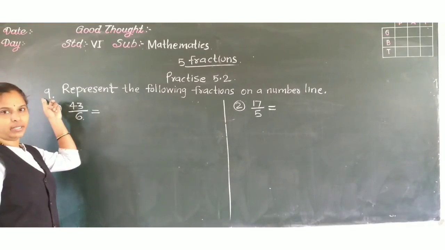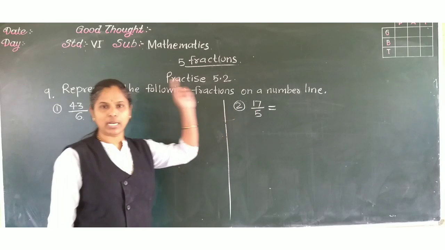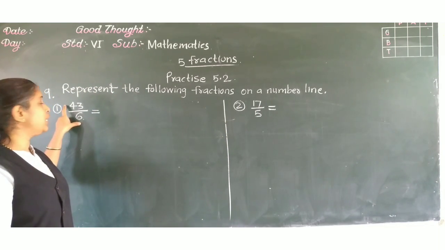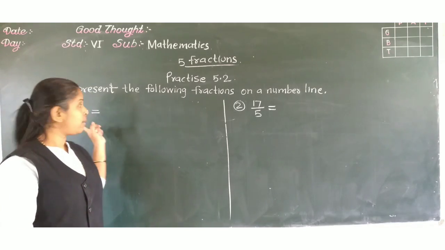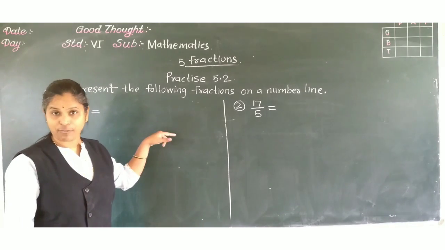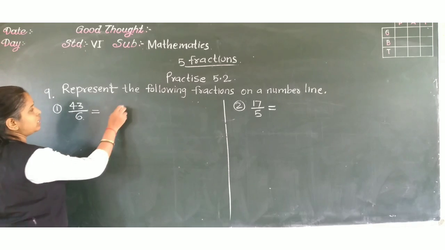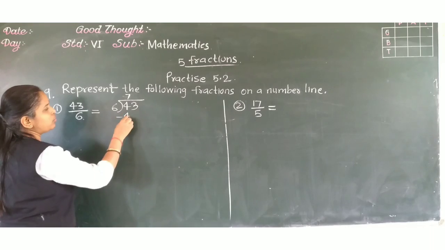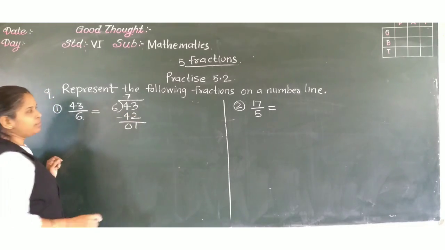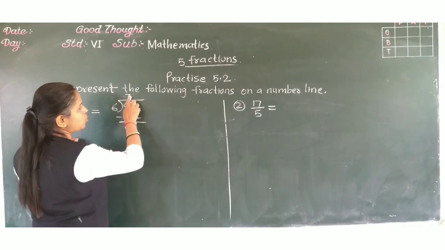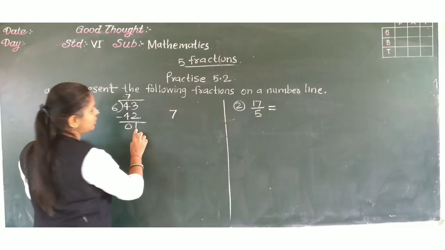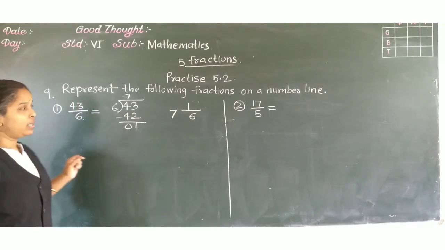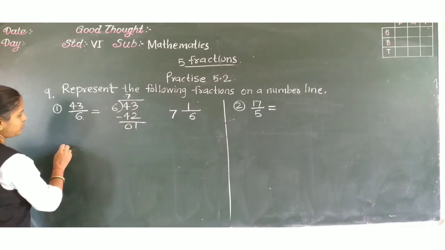Now see question number 9. Represent the following fractions on a number line. Here improper fractions are given. So what we have to do? We have to convert these improper fractions into mixed fractions. Okay. So how to convert? Divide 43 by 6. 6 7s are 42. 1. Okay. So how to write it in mixed fraction? Quotient here and then remainder will go at numerator and denominator as it is. Correct? So 7 and 1 upon 6.